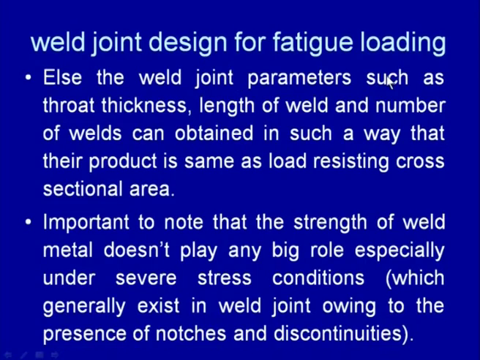So, if the length of the weld is fixed, then throat thickness is adjusted, or if the throat thickness is fixed for a given situation, then the length of the weld is identified. Else the weld joint parameters such as throat thickness, length of the weld and number of welds can be obtained in such a way that their product is the same as the load resisting cross sectional area. So, this is the kind of internal adjustment which is possible between the throat thickness, length of the weld and the number of welds that can be deposited in such a way that they satisfy the requirement of the load resisting cross sectional area, provided the throat thickness requirement is fulfilled in case of the fillet welds.